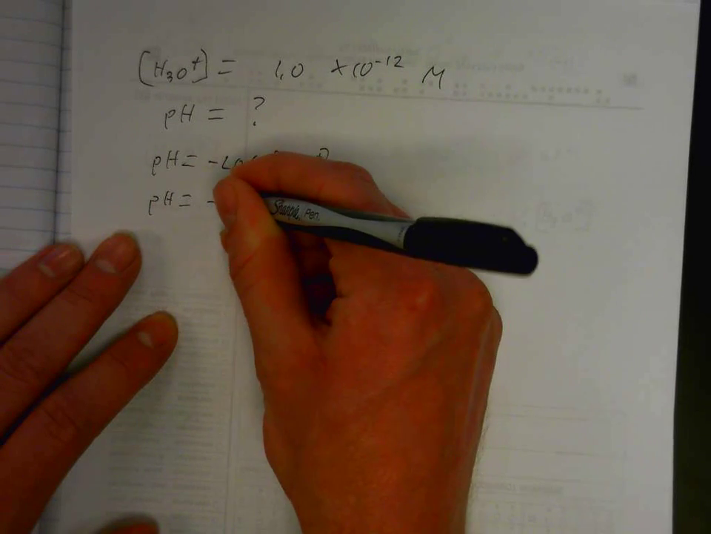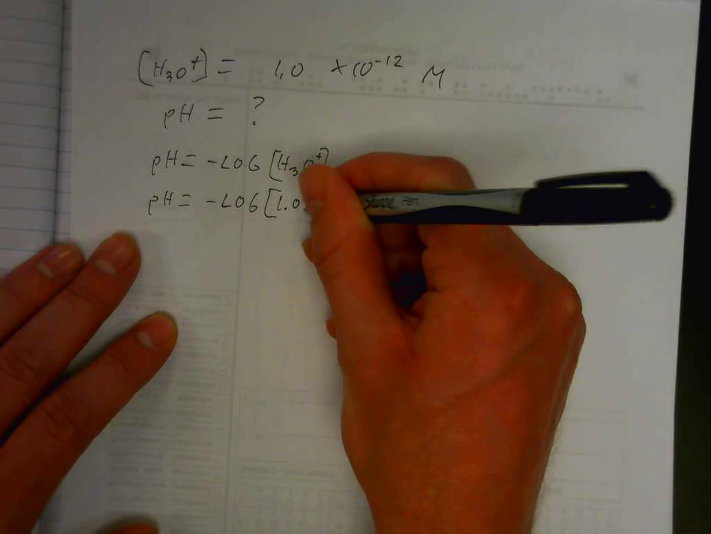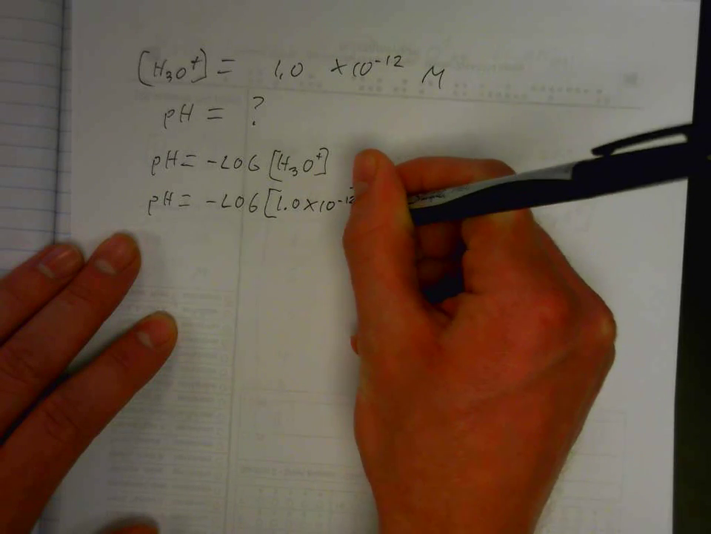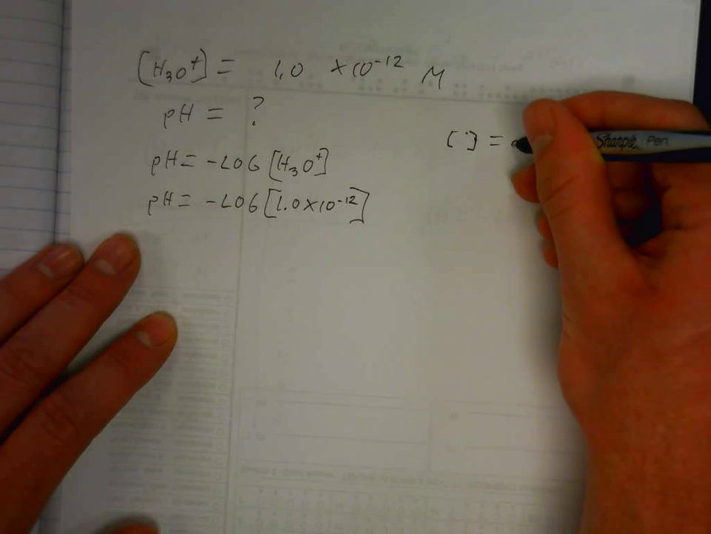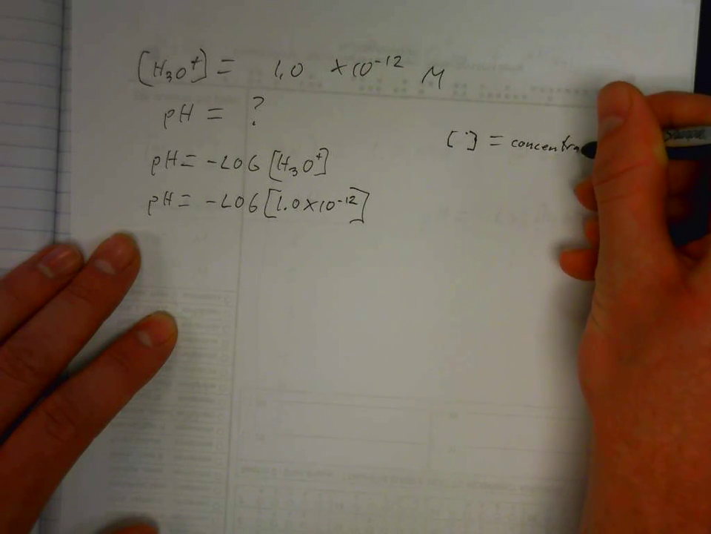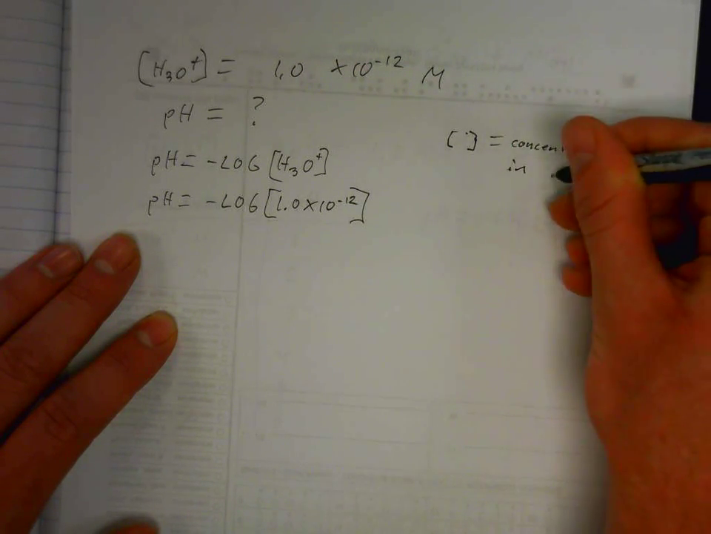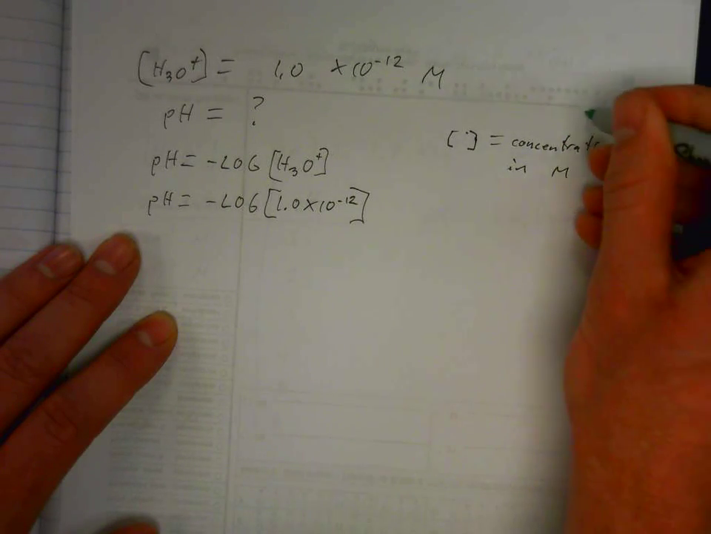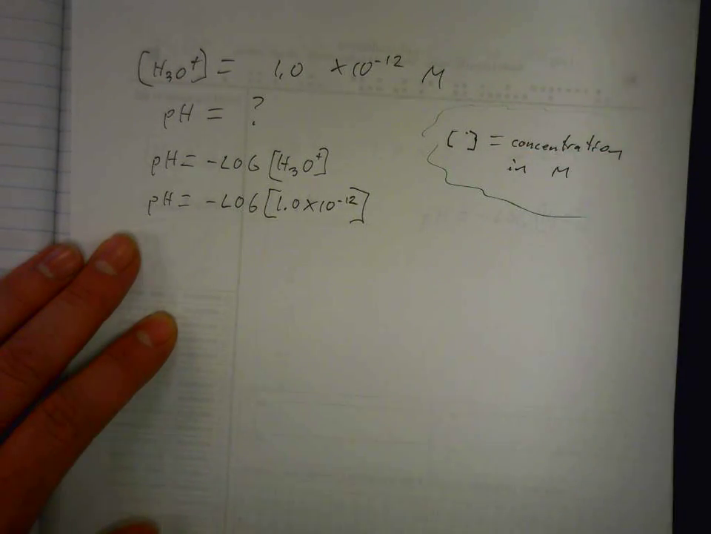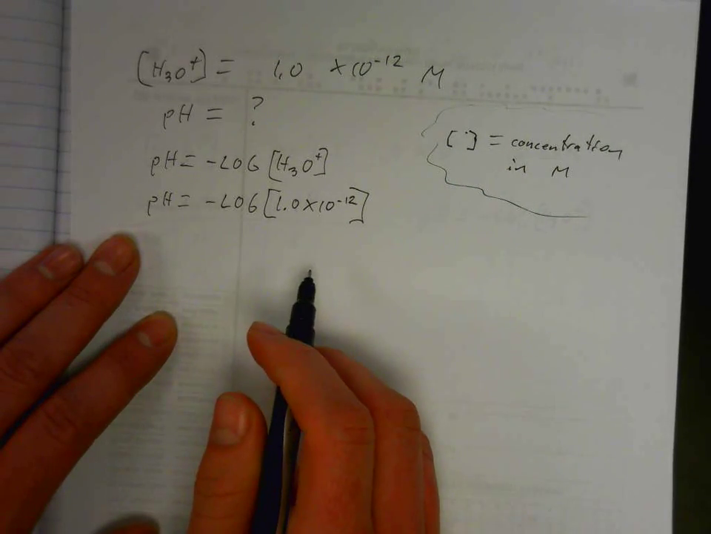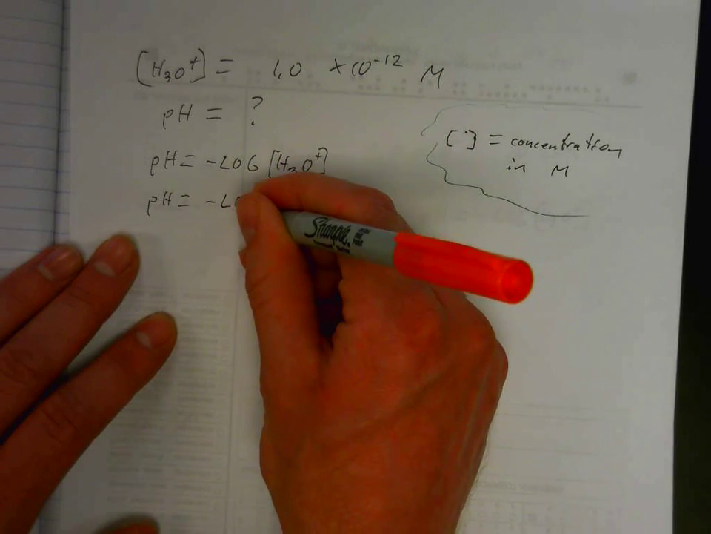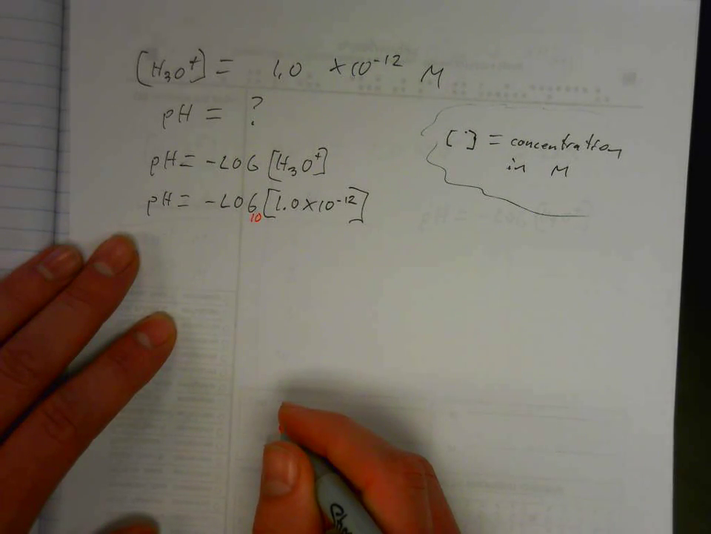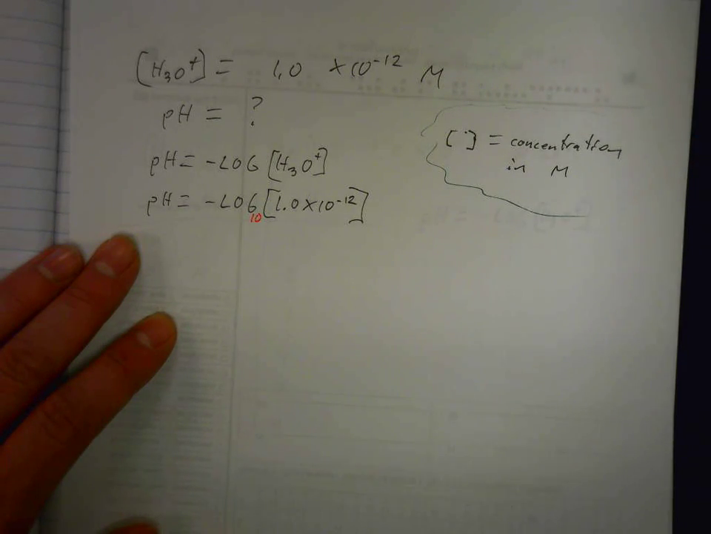Brackets, by the way, mean concentration in molarity. Now, if we continue to solve this, for one thing, this is a base 10 logarithm, so we can put that 10 in there. And I also need to move the negative sign over here before I solve this, so I'm multiplying both sides by negative 1 to do that.